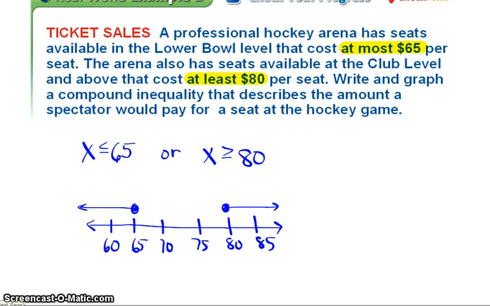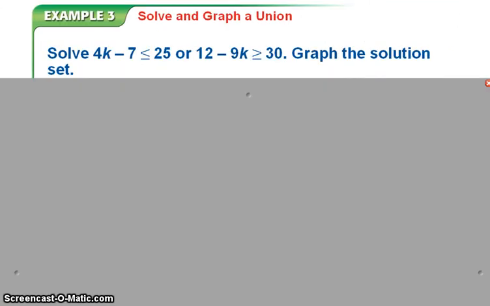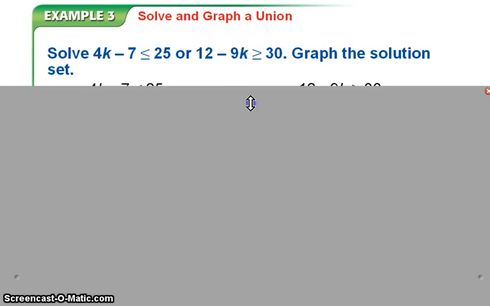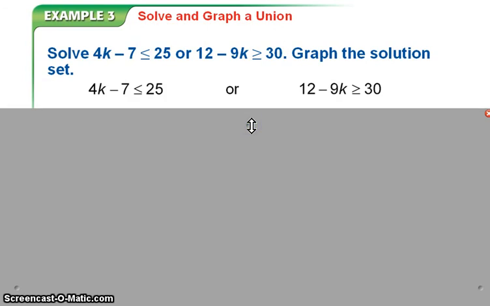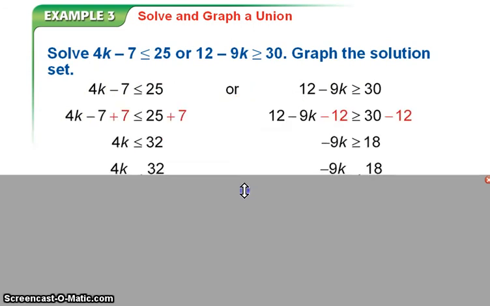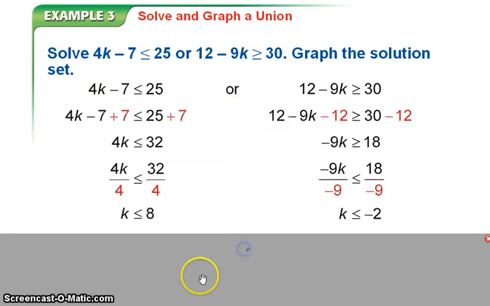All right, let's look at the last example here, example 3. Solve and graph a union. We want to graph this compound inequality. So again, you've got almost two separate problems going on here. So you're going to solve this side and solve this side. Again, that's what the first 3 lessons were on. If you solve both of those, this is what you end up with. K is less than or equal to 8, and K is less than or equal to -2.